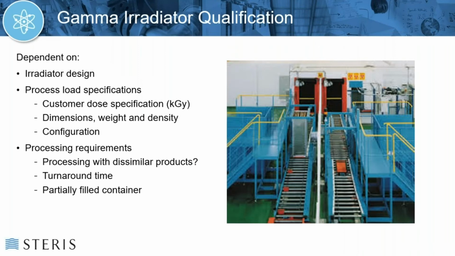So when we qualify irradiators, it's dependent on a couple things. How are we designing? How has the irradiator been designed? What type of process load specifications are expected? What customer doses will we see? What are the dimensions, weight, and density of customer product, and the configuration of that? Can we process it on a pallet, or does it have to be unpalletized?